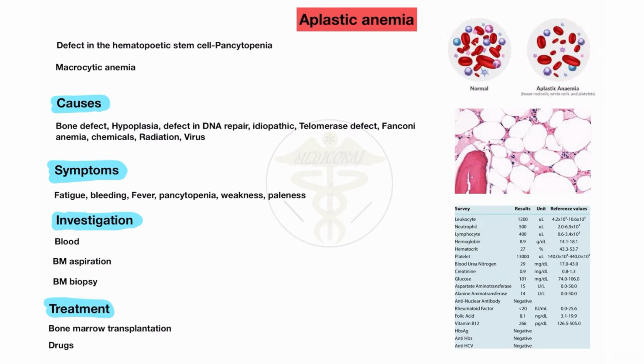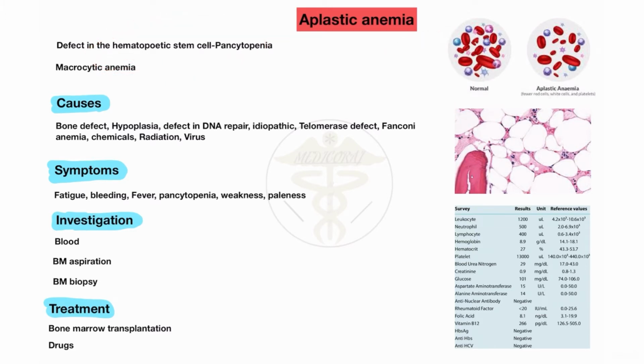and also the number of RBC decreases in the case of aplastic type of anemia. So this is normal and this is an aplastic anemia patient's RBC. So this is a macrocytic anemia, increase in the size of RBC and also the number of RBC decreases, and a defect in the hemopoietic stem cell causes this aplastic type of anemia.